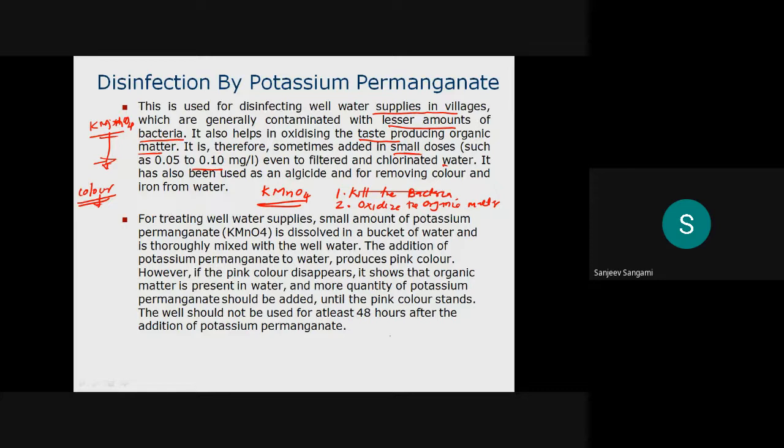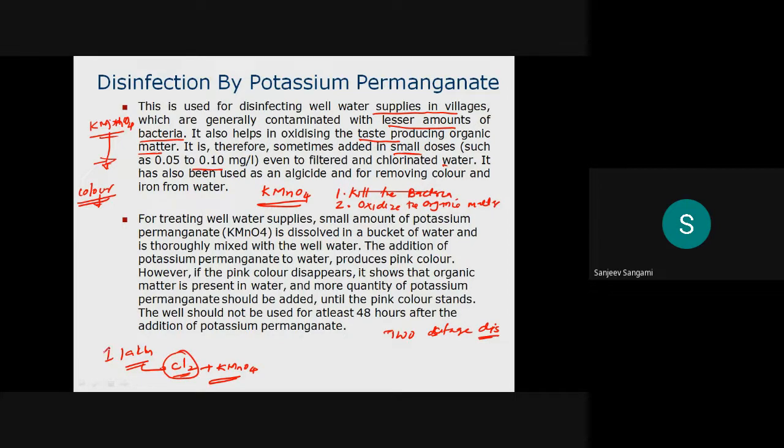We can call it a two-stage disinfection process. As it is said that it is used with a lesser amount of bacteria, if more bacteria are there, assume that we have 1 lakh bacteria, it cannot be recommended. First you have to chlorinate and disinfect using chlorine, followed by KMnO4.